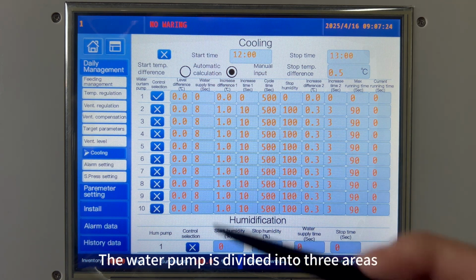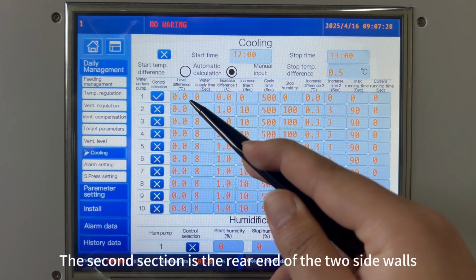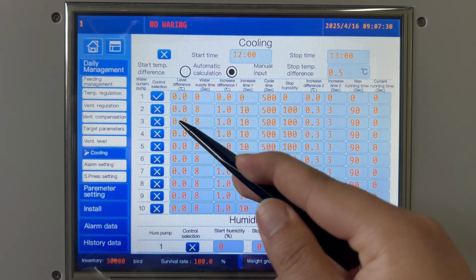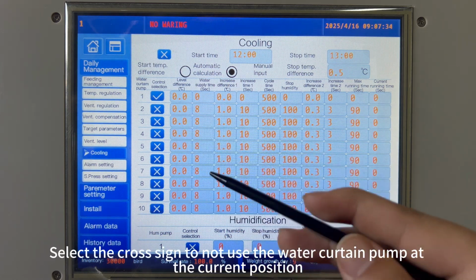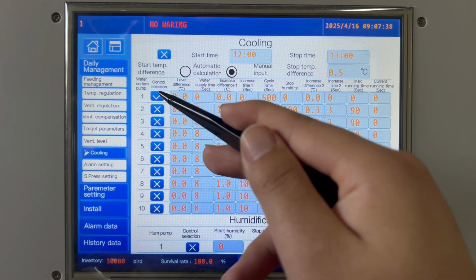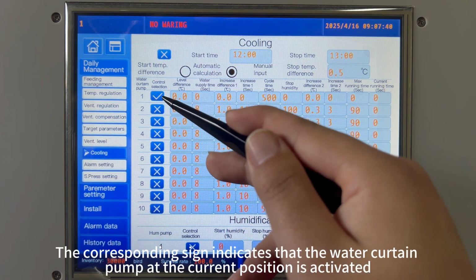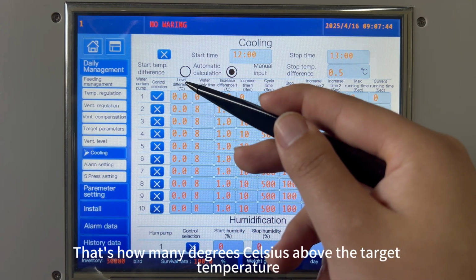The water pump is divided into 3 areas. The first area is the front end of the two side walls. The second area is the rear end of the two side walls. The third area is the gable wall. Control: select the cross sign to not use the water curtain pump at the current position. The check sign indicates that the water curtain pump at the current position is activated.